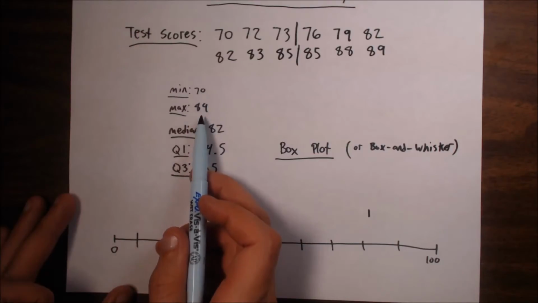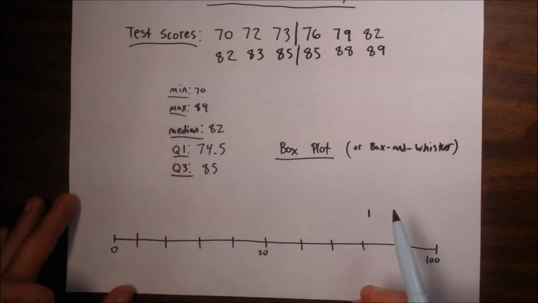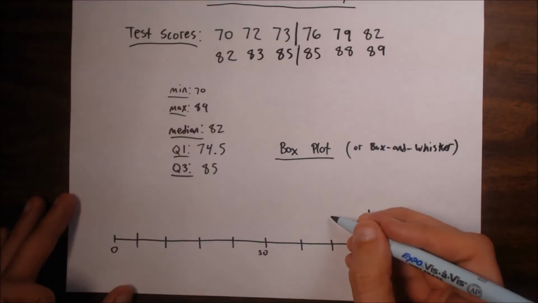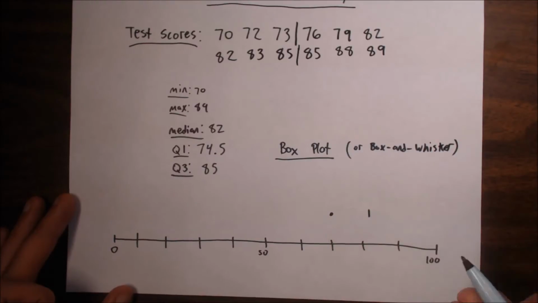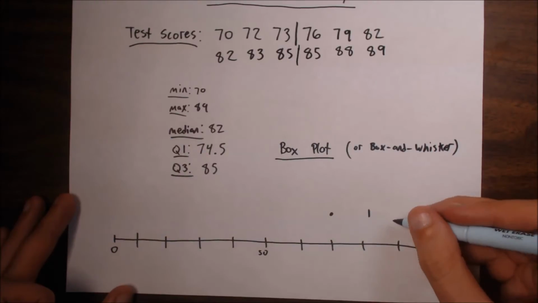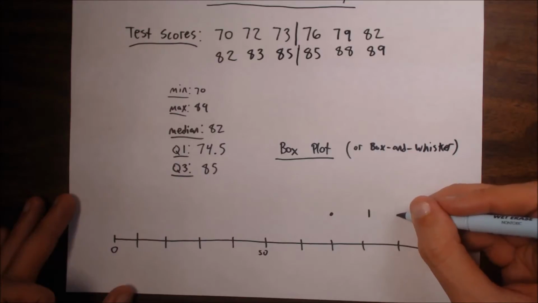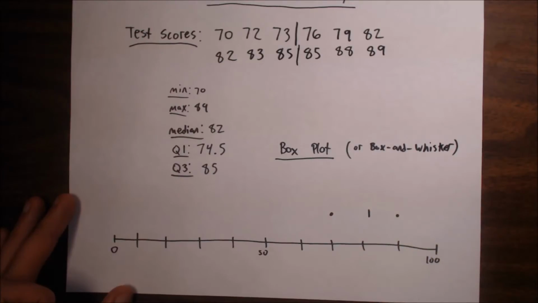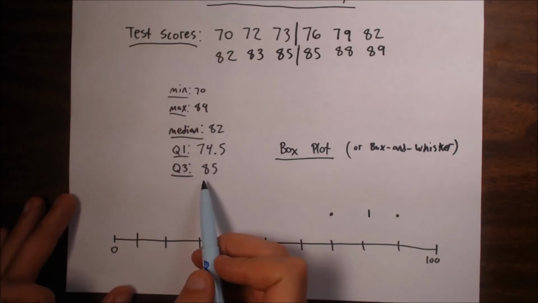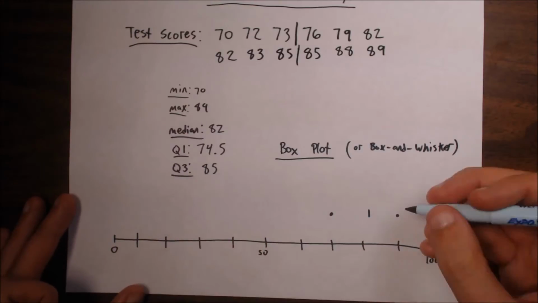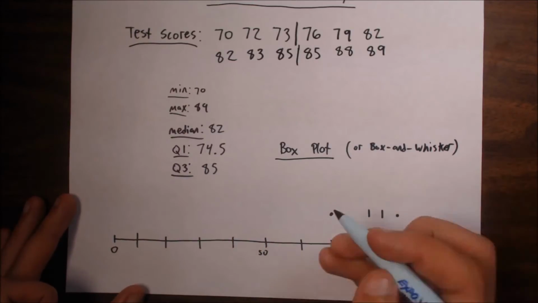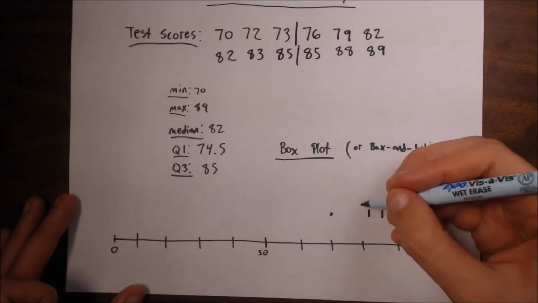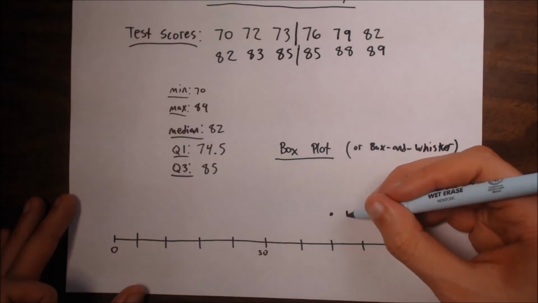The min and max are at 70 and 89. I'm going to put a dot for those. So the min is at 70, there's a little dot right here. And we'll put a little dot at the max of 89, right about here. Okay. And then for the first quartile and third quartile, we'll put another line also. So Q3 is 85, there's a line. And Q1, 74.5, so right about here, there's a line.